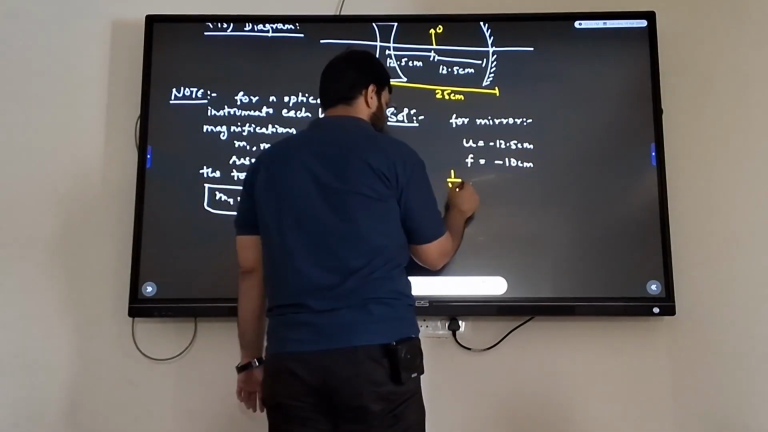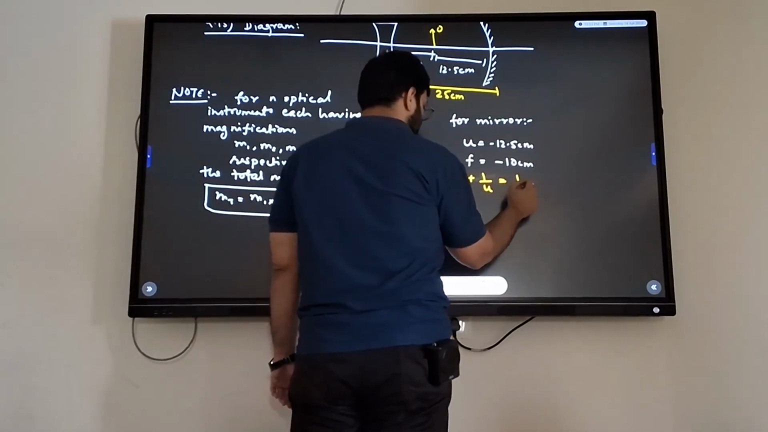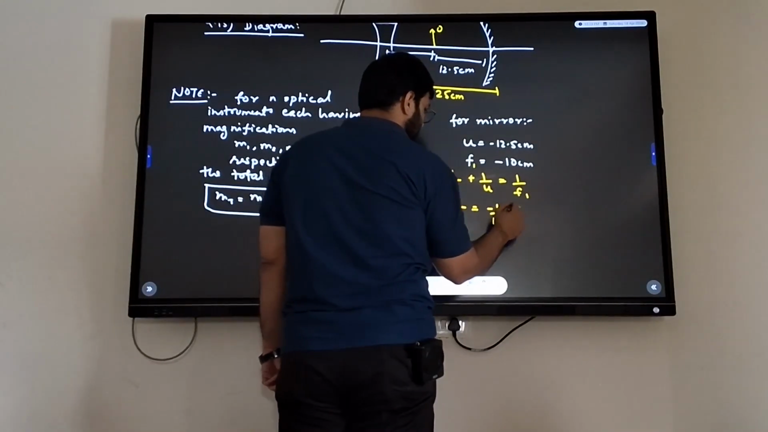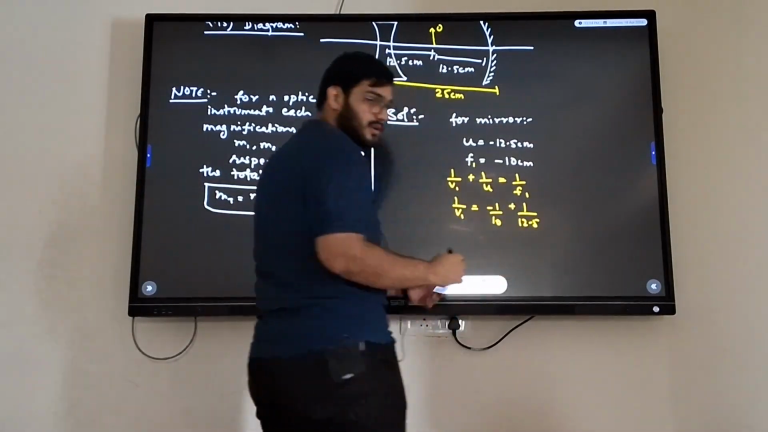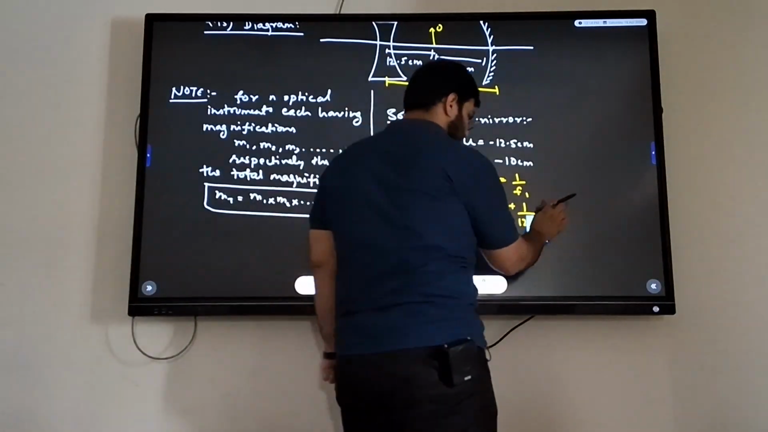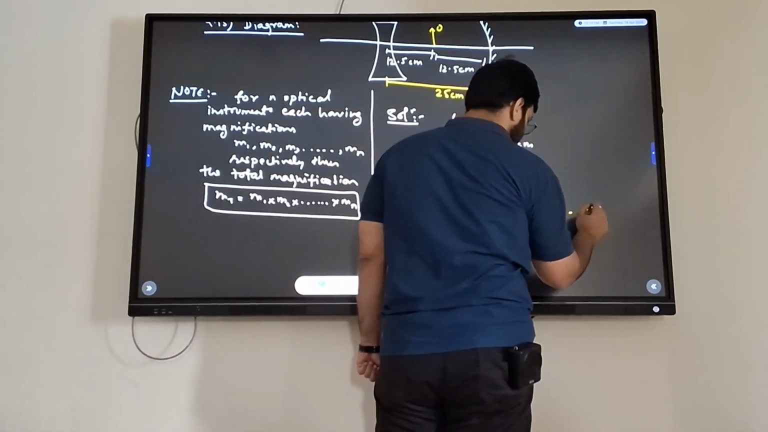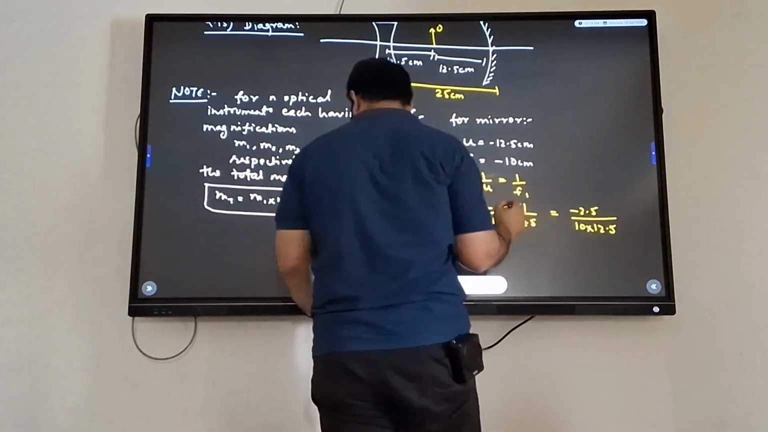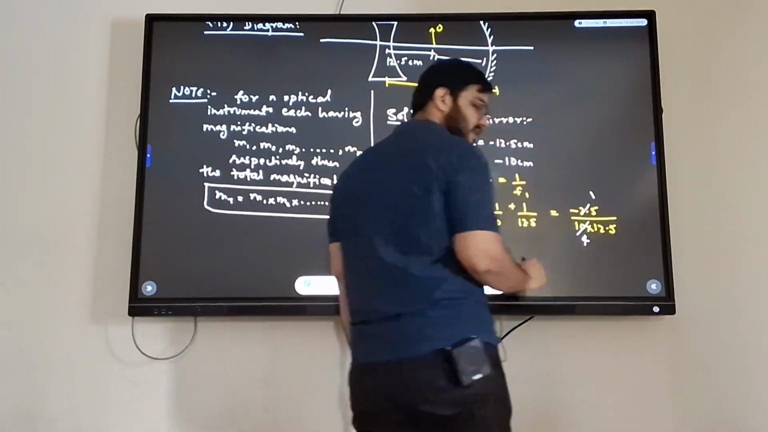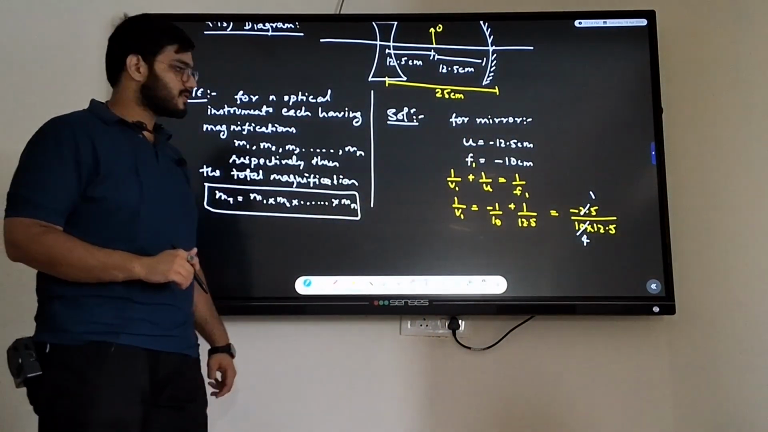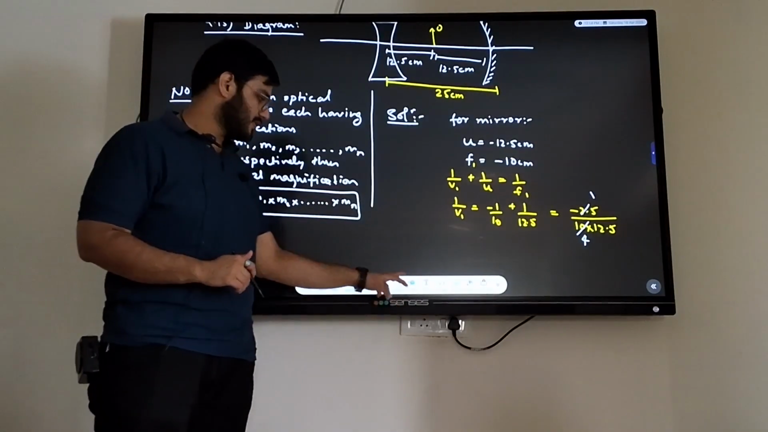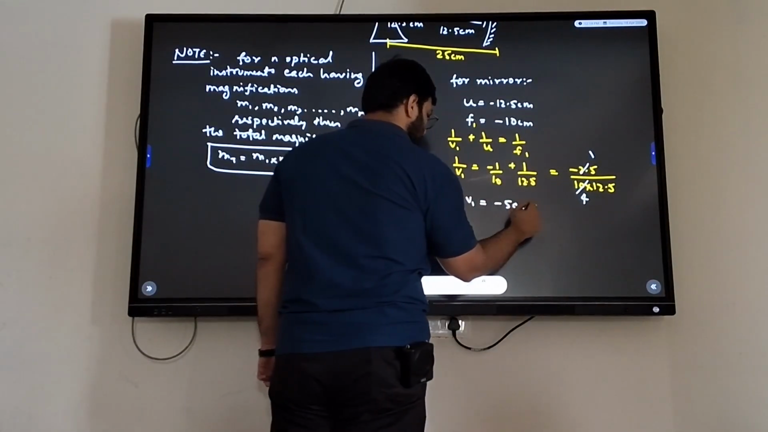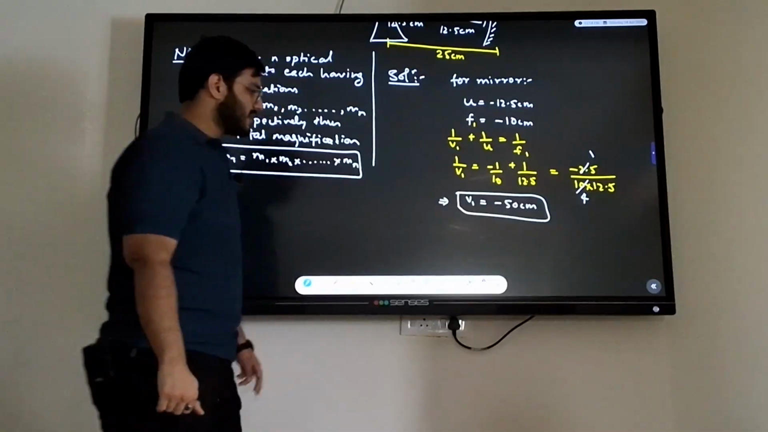Then what will you get the image to be? 1 by V1 plus 1 by U1 is equal to 1 by F1. That is minus 1 by 10 plus 1 by 12.5. Can you do the calculation and tell me? It's something like minus 2.5 over 12.5 times 4 is 50, right? Then you take the reciprocal: minus 50. So where is the virtual image formed? At negative 50 centimeters from the mirror.